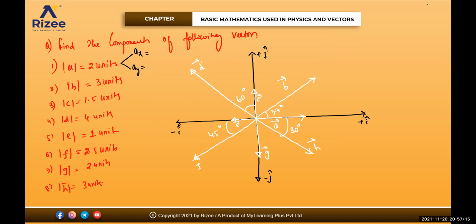D is making how much angle with x-axis? 60 with y-axis. With x-axis, 90 plus 60, 150. Yes, sir. 150. E bar is making how much angle? 180 plus 45, sir. E bar, this is 90 plus 45. Sorry, 180. Okay, sir.